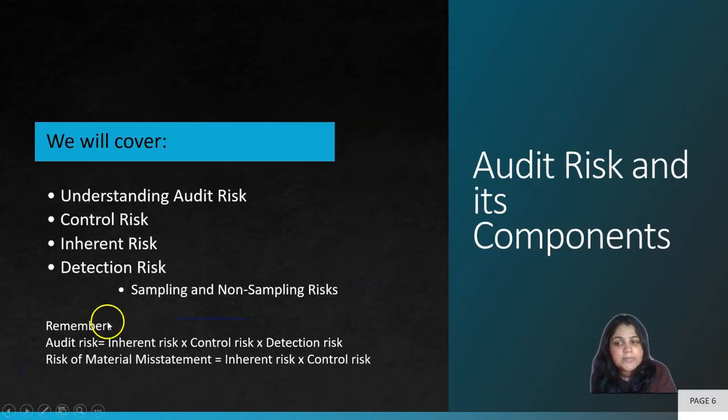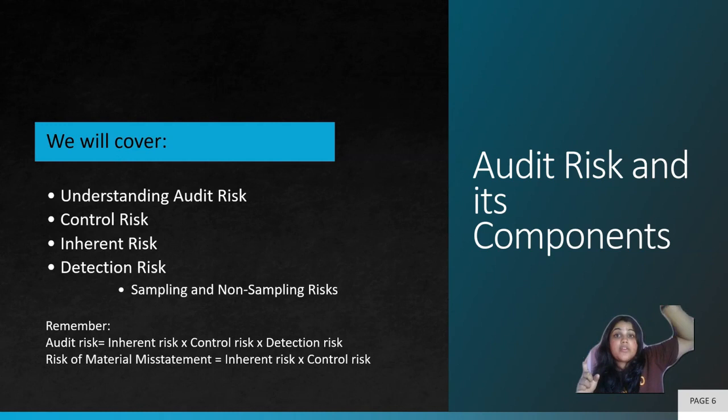So if you see here, audit risk equals inherent risk times control risk times detection risk, and risk of material misstatement equals inherent risk times control risk. Who is controlling these two? The management. What is in the control of the auditor? Detection risk. So to reduce the audit risk, what is to be reduced? The detection risk. So if the control risk is too high and the controls are very weak, that means there are many material misstatements, so we have to increase the audit procedures we are doing, correct?